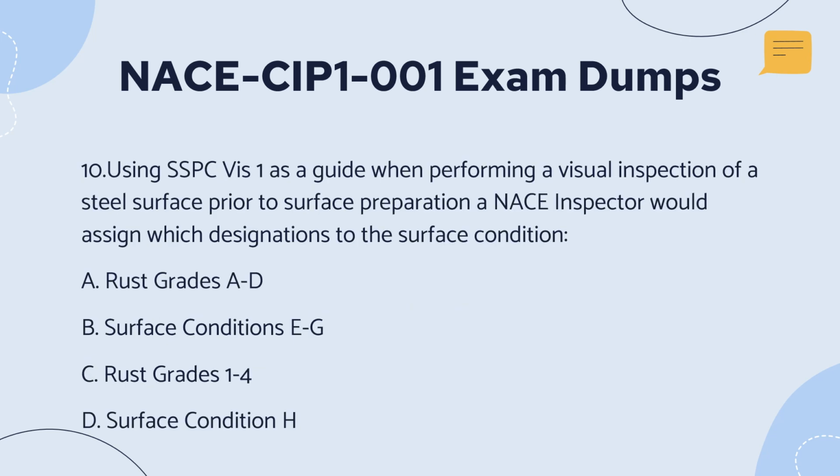10. Using SSPC-VIS 1 as a guide when performing a visual inspection of a steel surface prior to surface preparation, a NACE inspector would assign which designations to the surface condition? A. Rust grades A to D. B. Surface conditions A to G. C. Rust grades 1 to 4. D. Surface condition H.